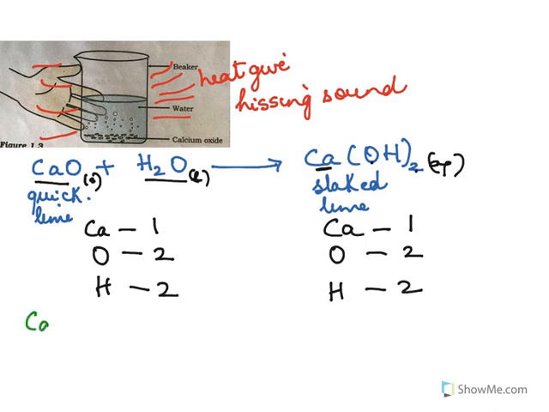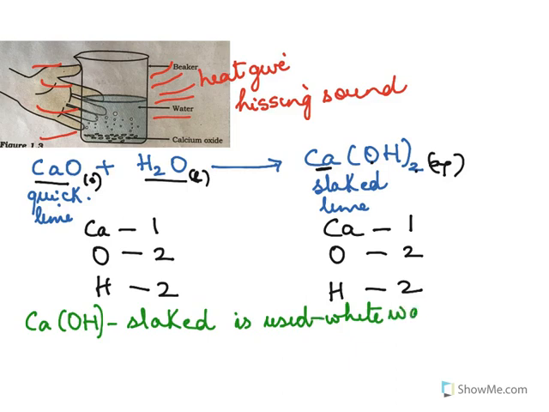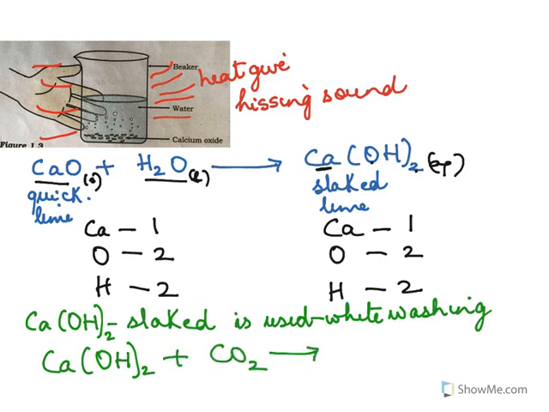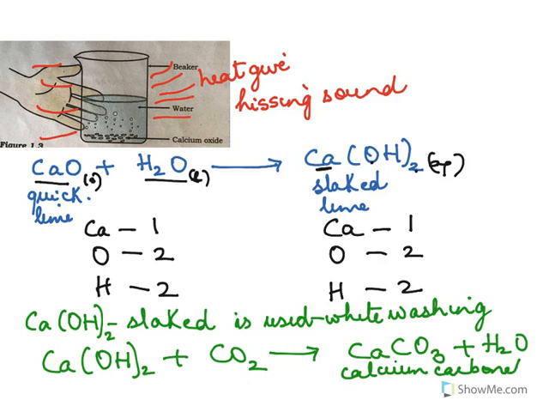Now this calcium hydroxide, the slaked lime that is formed in this reaction, is used for whitewashing our walls. Not painting, it's called whitewashing. When this calcium hydroxide is put on the walls, it reacts with the carbon dioxide in the air to form a compound called calcium carbonate. Now this calcium carbonate is shiny. It gives a shiny appearance to the wall. So this is called the equation for whitewashing.